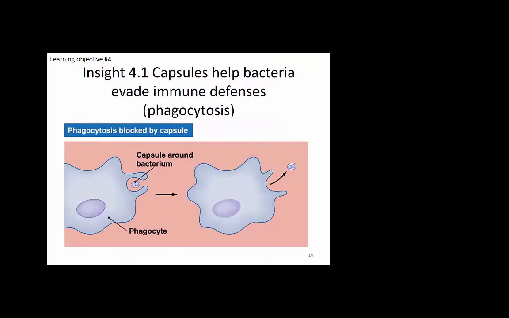Having a capsule for a bacteria is very beneficial because it can help evade immune defenses in a host. If a bacteria with a capsule infects a human, the human's immune system will respond by sending phagocytes to kill the bacteria cell. But a phagocyte has difficulty attaching to a bacteria cell with a capsule. In this image, the phagocyte attempts to capture the bacteria, but because the bacteria has a capsule, the bacteria escapes the phagocyte.